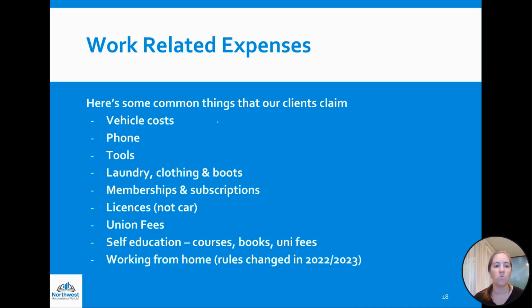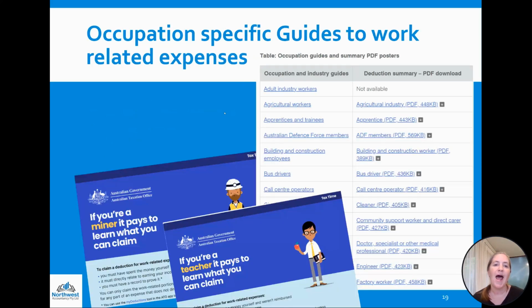So definitely worth looking into the rules as to whether you can claim working from home or not, and how it impacts on you. And then the other thing is these occupation specific guides to work related expenses. So there's all sorts in there, and Google occupation specific guides, ATO, and this will give you the whole list of all of the different PDF summary and posters that they have for the occupation. So I've got a little screenshot there, everything from agricultural workers to teachers to miners to call center operators. There's flight attendants, there's all sorts of occupations in there. And it gives you a little fact sheet about the different things that you can and can't claim.